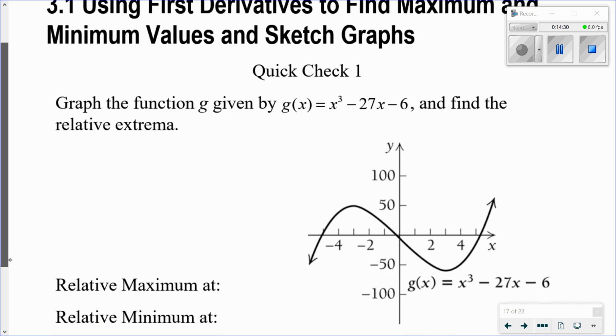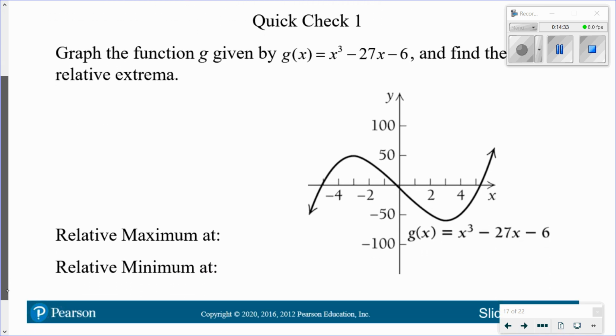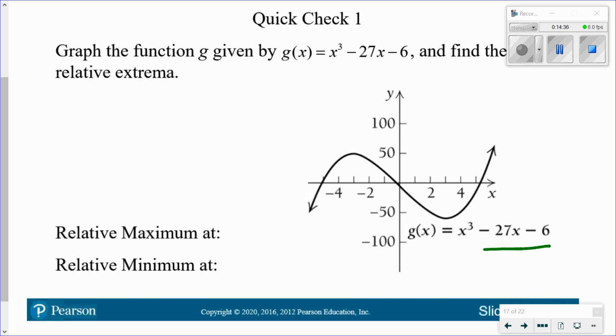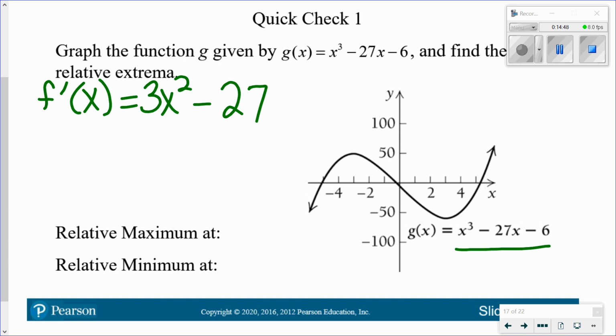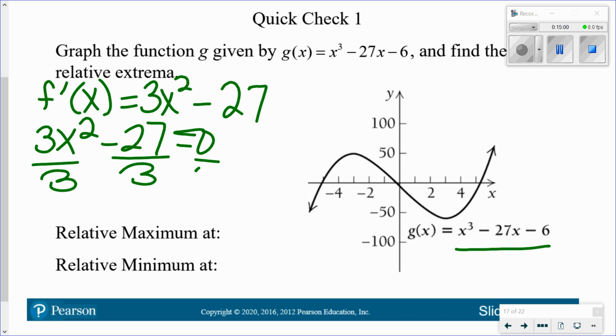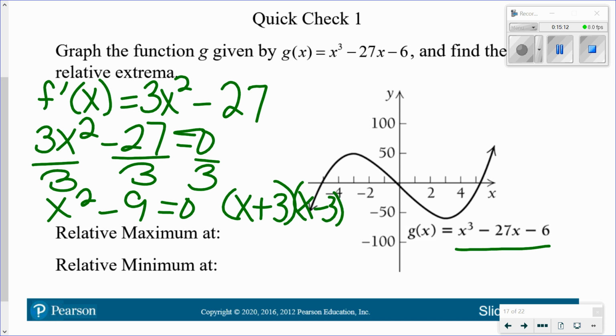All right, so let's try another one. So we have this function. Let's go ahead and get f prime. We need our derivative, which is going to be 3x squared minus 27. Let's set that equal to 0 because it exists everywhere, so we're not going to have a problem with that. Again, this has a GCF, so we're going to divide a 3 out everywhere. So we get x squared minus 9 equals 0, which factors to (x plus 3)(x minus 3) equals 0.